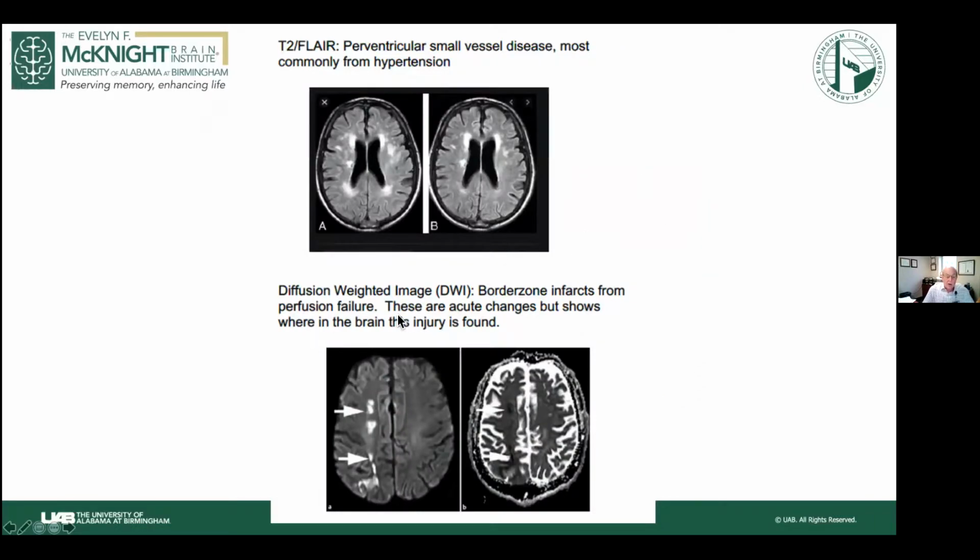I just want to show you that this is watershed infarction from a large stenosis in the right middle cerebral artery, well, rather the right carotid artery. I do want to make the distinction here between this and the white matter disease you see from hypertension. It is different.